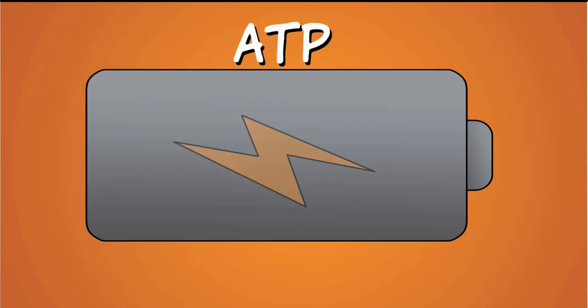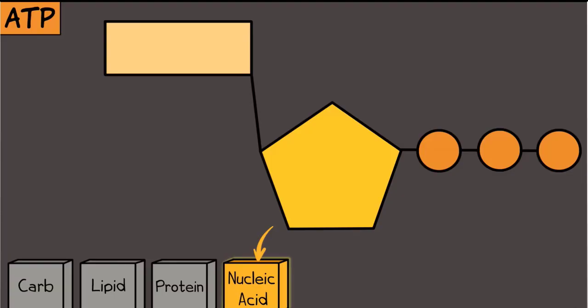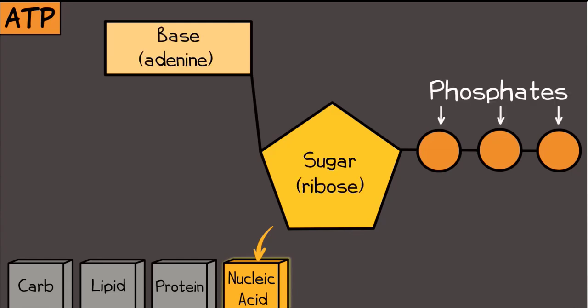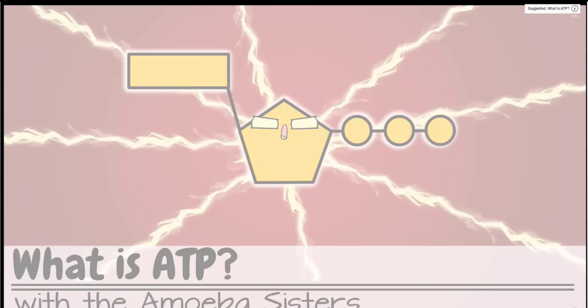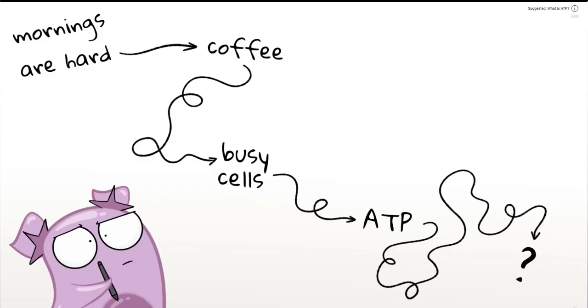And the energy currency they need, specifically, is ATP. ATP stands for adenosine triphosphate. It's a type of nucleic acid, actually, and it is action-packed with 3 phosphates. We have a video all about ATP and how it works as an energy currency. So where am I going with this?